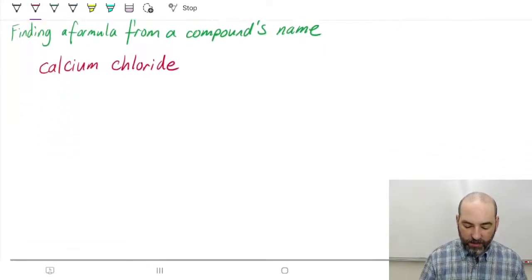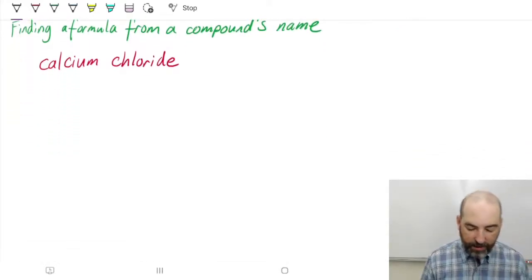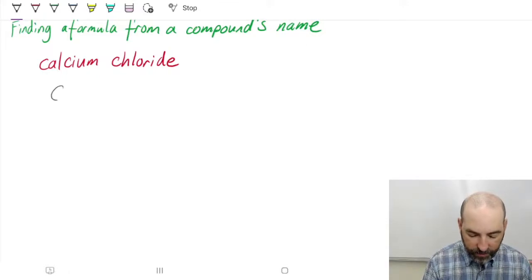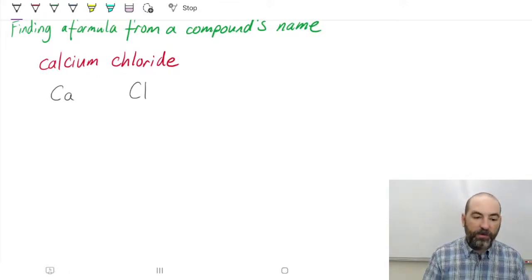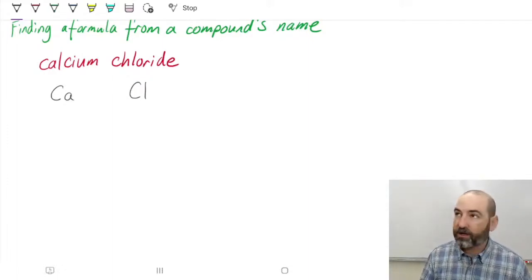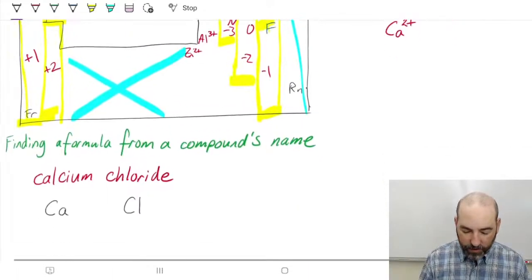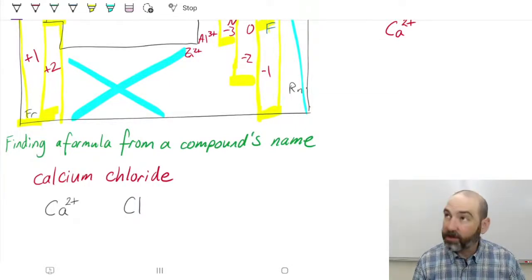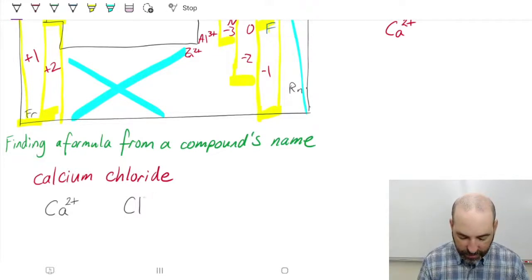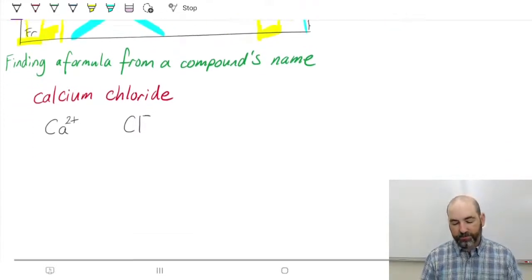And the way that we do that is we first write down the ions that are involved. So we've got calcium and we've got chloride, and we make sure also to note their charges. So looking at the periodic table, we know that calcium is in column 2, so that one's going to have a +2 charge. Chloride is in column 17 or 7A, so that's going to have a -1 charge.